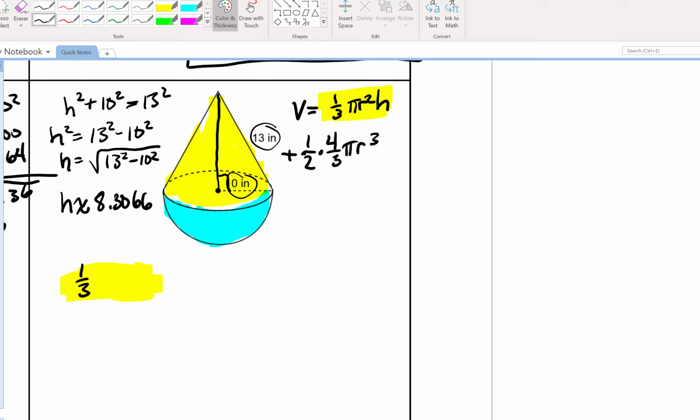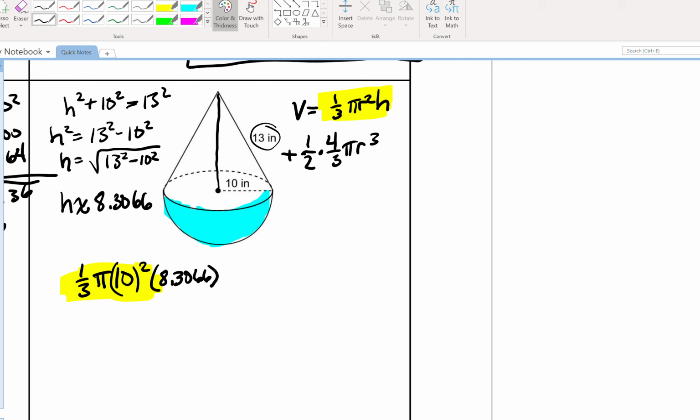So that's 1/3 times pi times r, which we know is 10. And that's squared. And then that's times h, which is approximately 8.3066. And again, I think I'll just put that in my calculator.